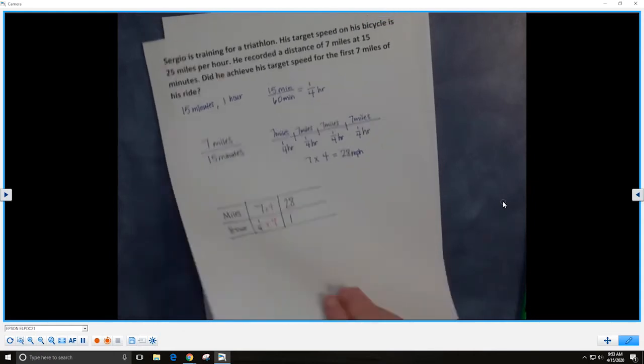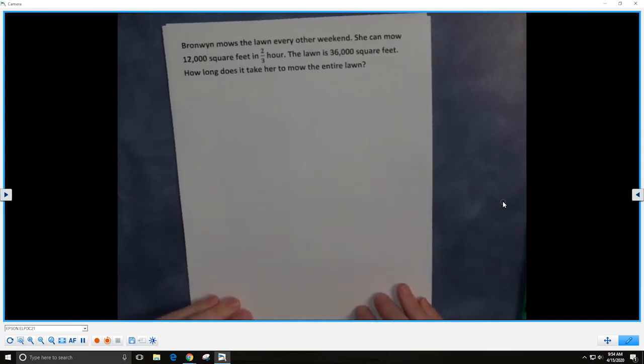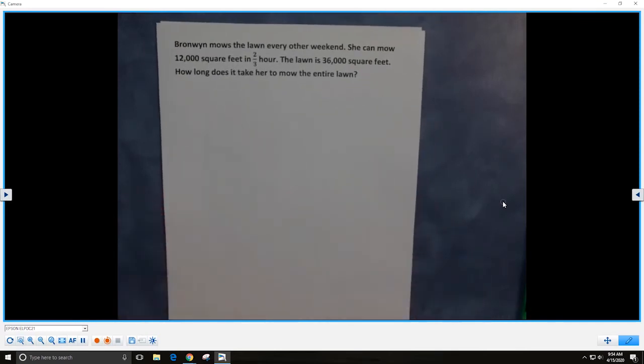We just did a problem where we had to convert minutes to hours. Let's look at a problem where we are given time as a fraction of an hour. Let's think about this situation. Bronwyn mows the lawn every other weekend. She can mow 12,000 square feet in 2/3 of an hour. The lawn is 36,000 square feet. How long does it take her to mow the entire lawn?